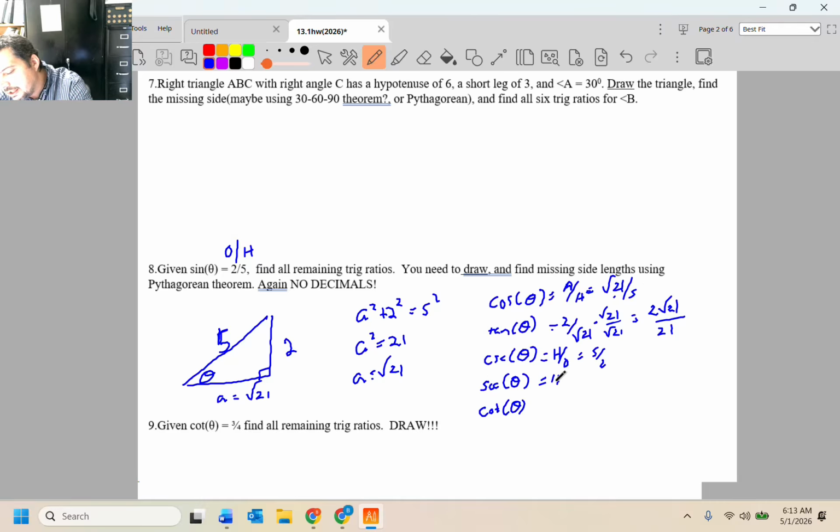Secant is a funny guy, says ha. Hypotenuse over adjacent is 5/√21. We multiply numerator and the denominator by √21, and we get 5√21 sitting pretty over 21. And cotangent is A over O. I'm off this morning, sorry. Adjacent is √21, opposite is 2.